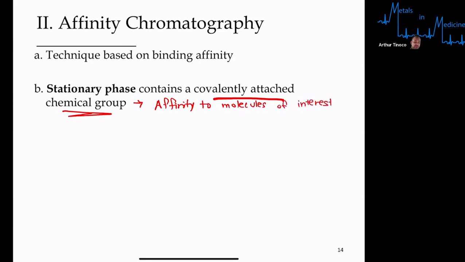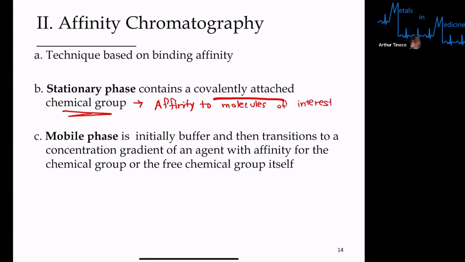All right, and then our mobile phase will consist of something in solution that's going to help your molecule of interest to lose affinity for what's on the stationary phase. And so I have here a note of what can constitute your mobile phase. It can possibly be an agent with affinity for the chemical group. So maybe something that's going to bind to the actual stationary phase, or it can actually be the free chemical group that's obviously not covalently bound to the stationary phase that will outcompete the affinity to the molecule of interest.